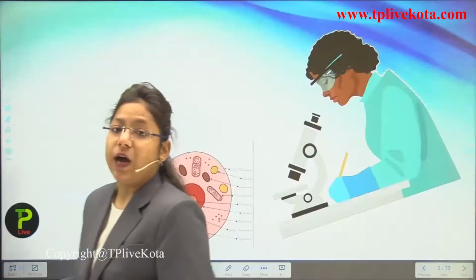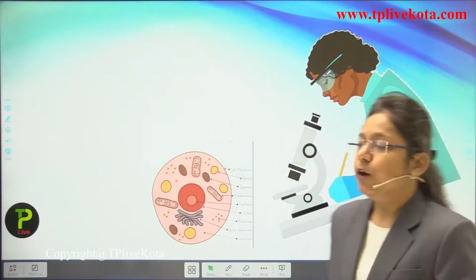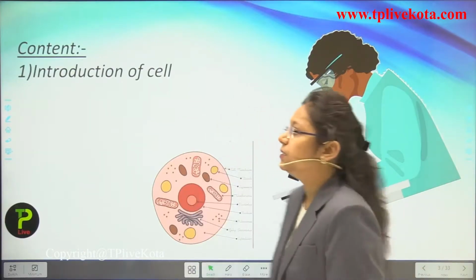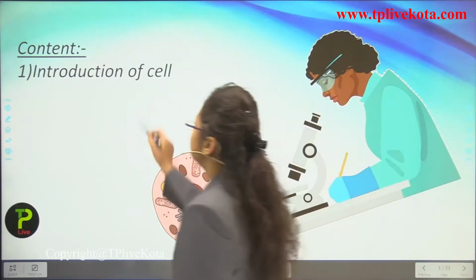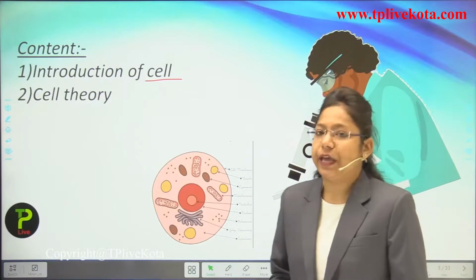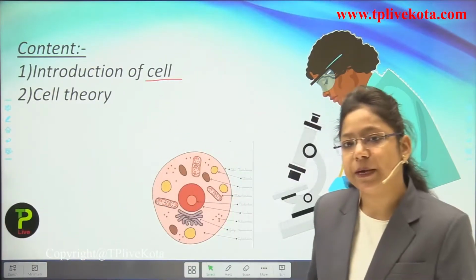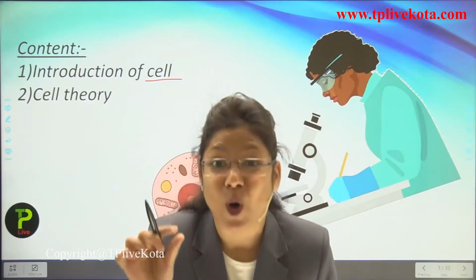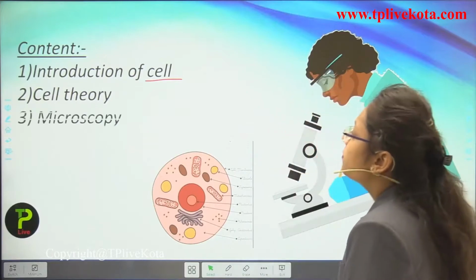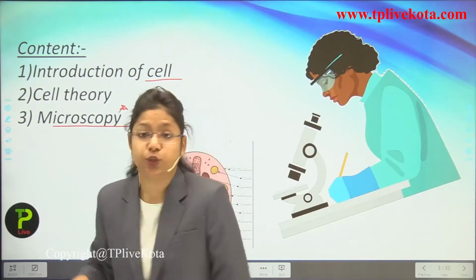I am going to start with the content part. The content of the first lecture: first, the introduction of the cell, what is a cell. Second is cell theory. Who gave the cell theory? How was the cell discovered? How did scientists come to know that there is a very small basic living unit inside our body? Next is microscopy, which is very important to understand.